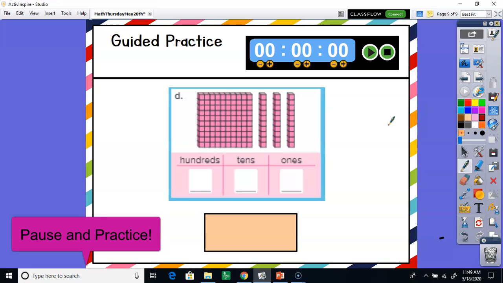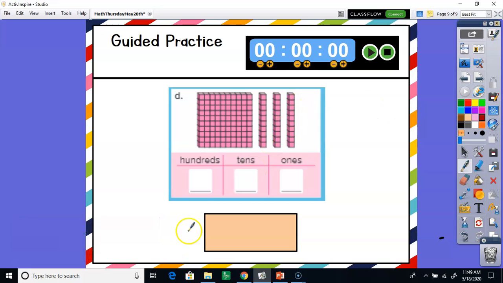Okay, this one, not too bad. 100, 3 10 sticks, and 0 ones cubes. So this model shows 130. So that's all you have to do today.